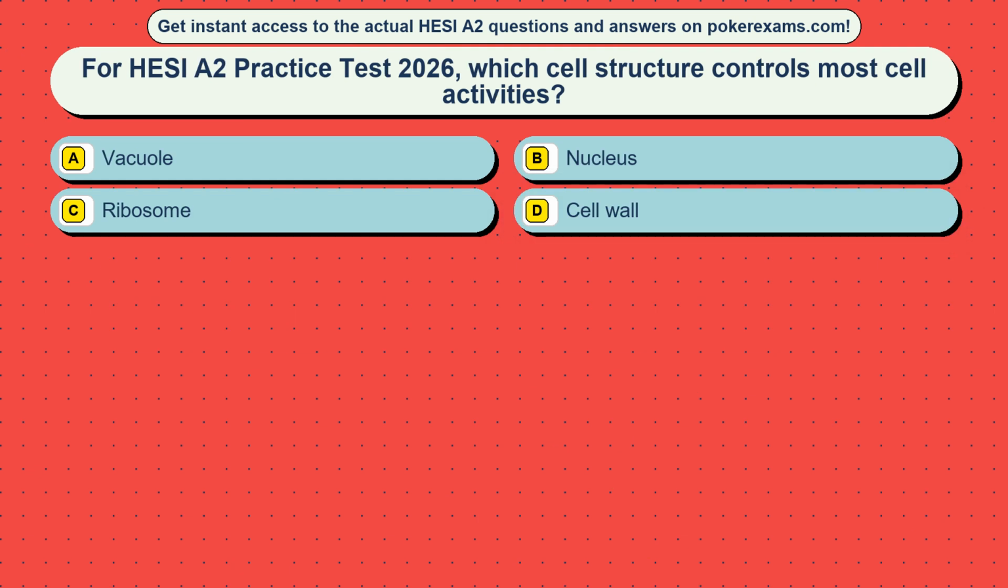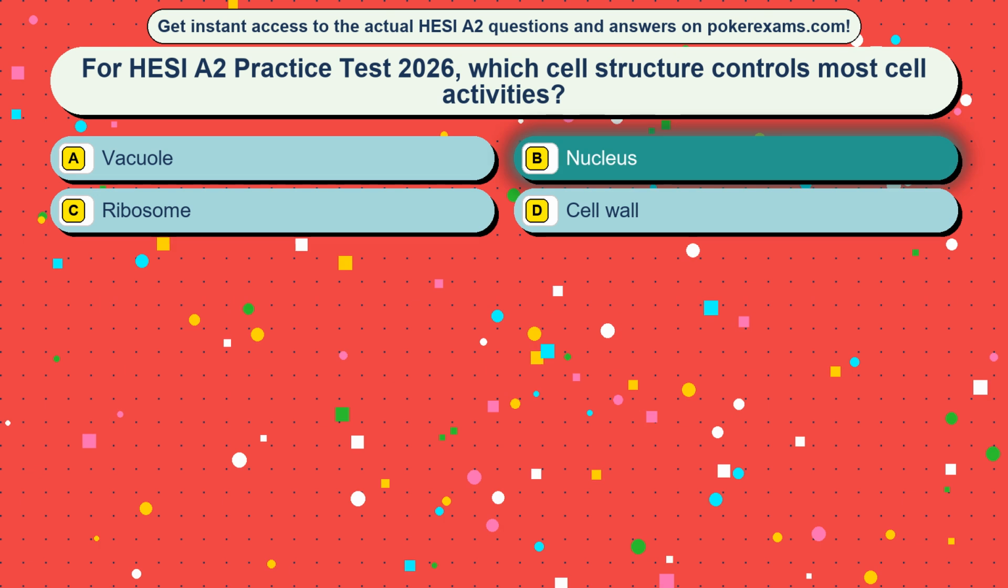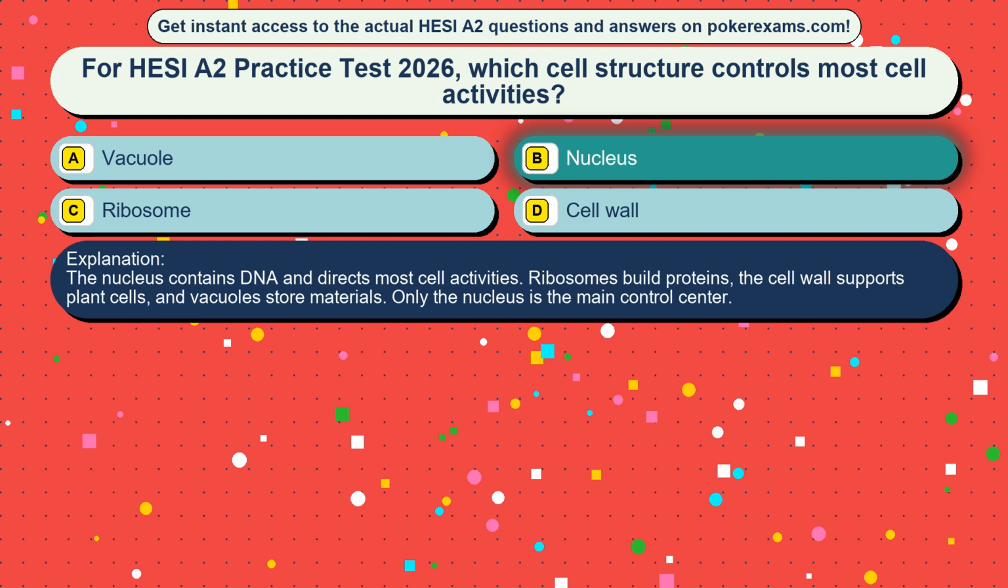Question 12. For HESI A2 Practice Test 2026, which cell structure controls most cell activities? Option A, vacuole. Option B, nucleus. Option C, ribosome. Option D, cell wall. The correct answer is Option B, nucleus. The nucleus contains DNA and directs most cell activities. Ribosomes build proteins, the cell wall supports plant cells, and vacuoles store materials.